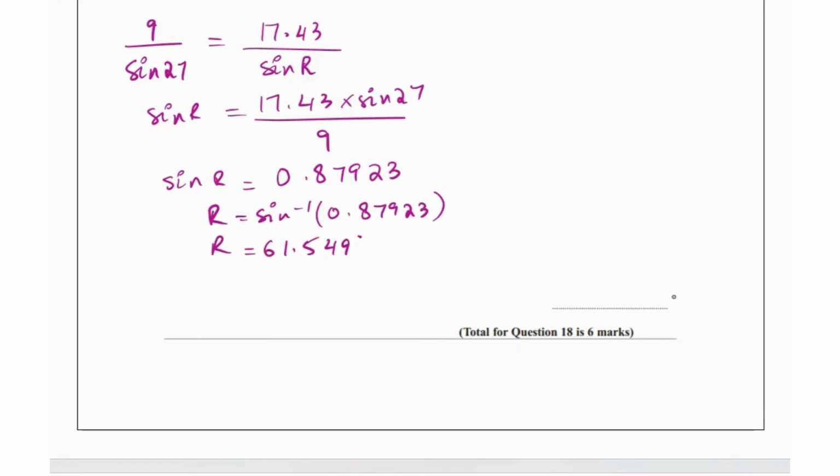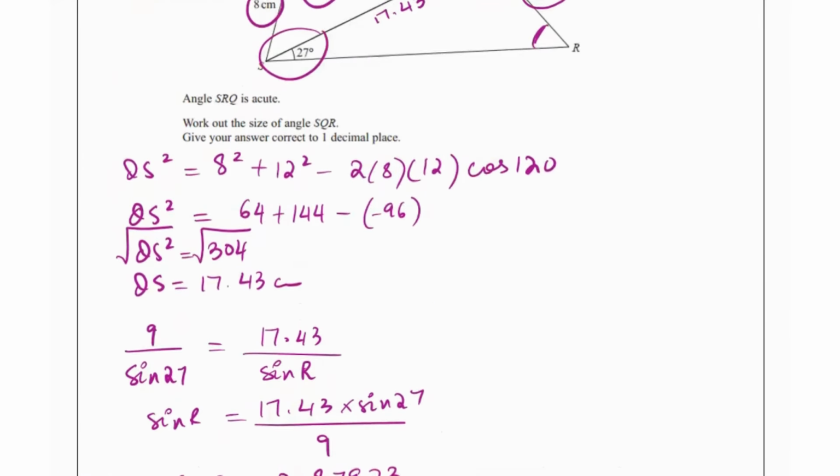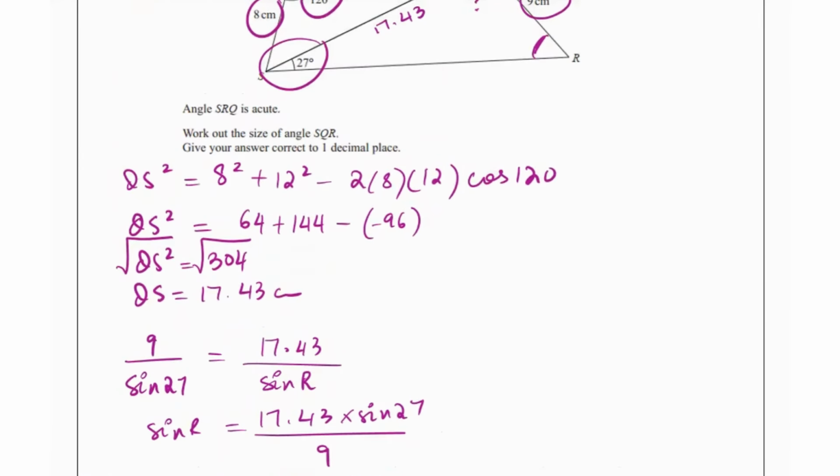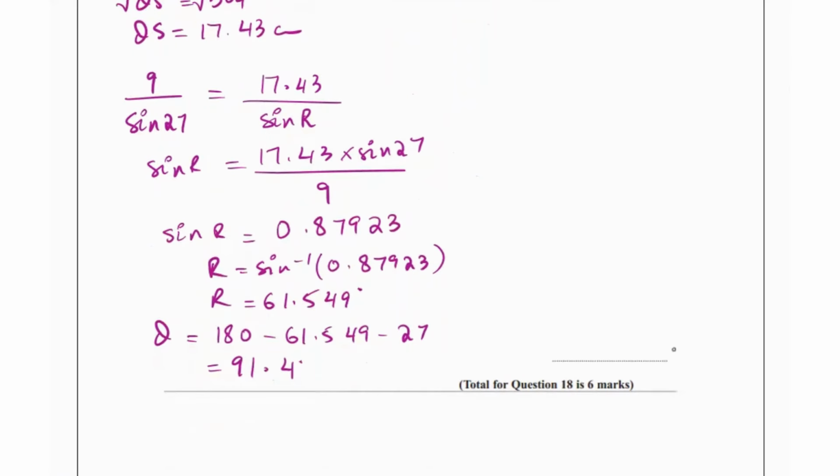61.549. So now angle Q is going to be 180 minus 61.549 minus 27, which equals 91.4. They want the answer correct to one decimal place, so that's going to be 91.5 actually. That is your angle.